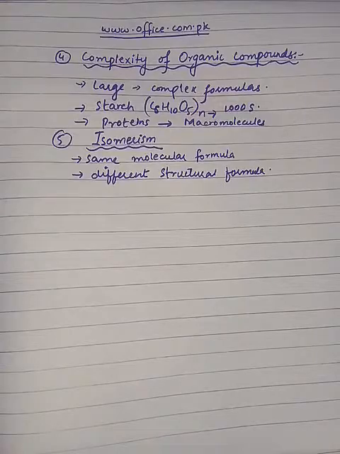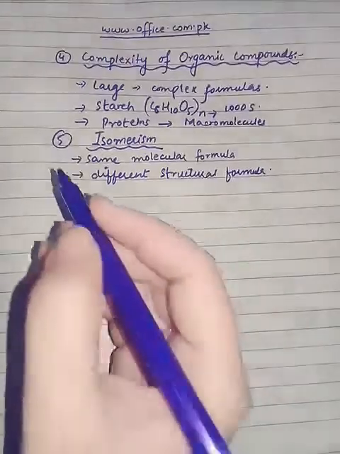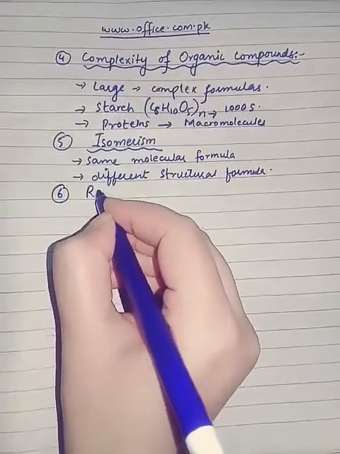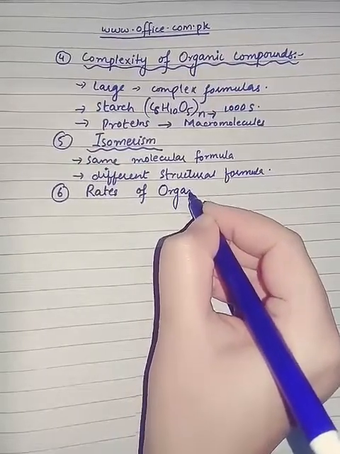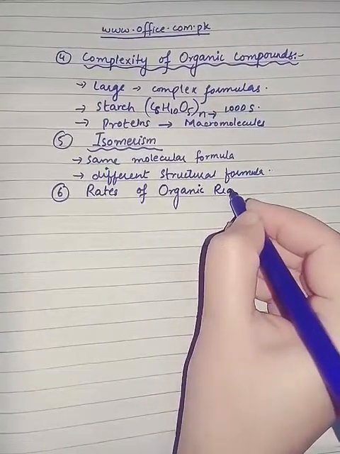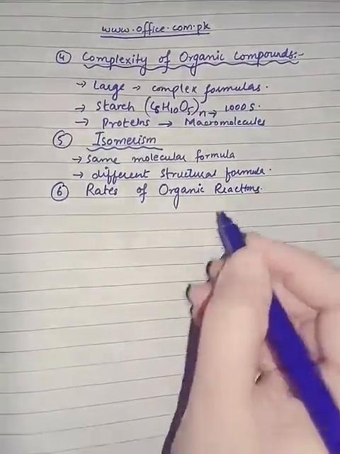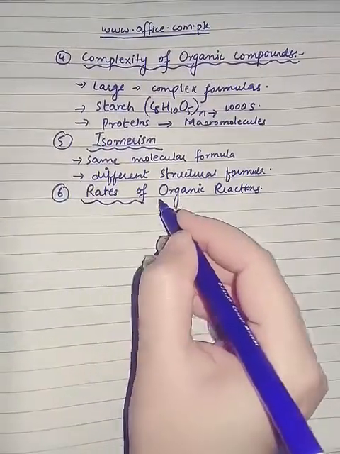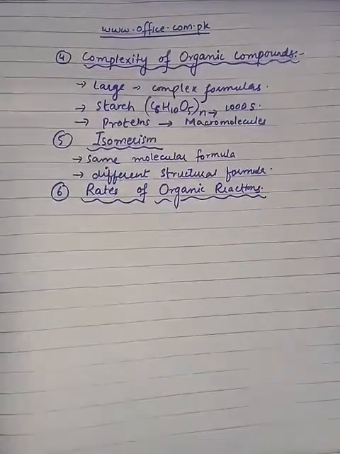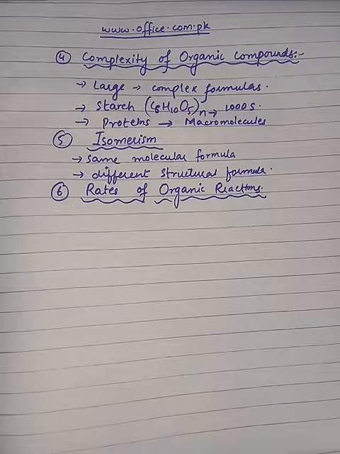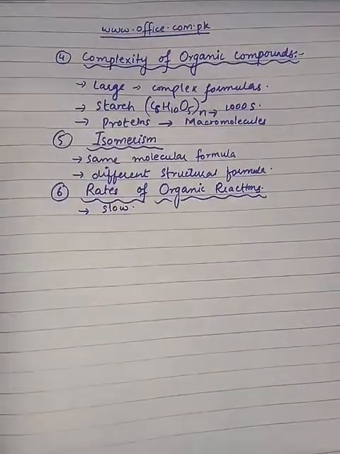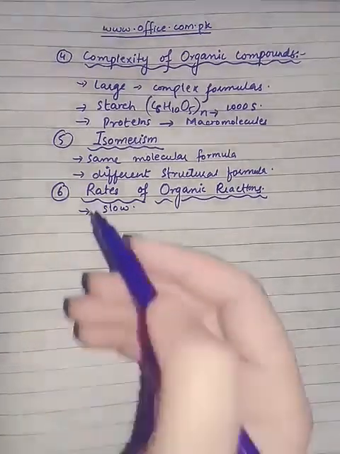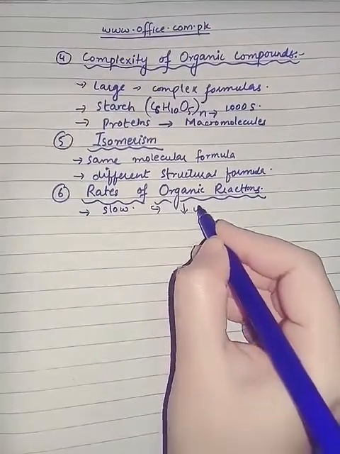Now let us discuss the sixth property of organic compounds, that is the rates of organic reactions. Since we have discussed earlier that organic compounds are covalent in nature, the reactions that involve organic compounds in one way or the other will be slow. And in general the yield or the amount of the product will be low.